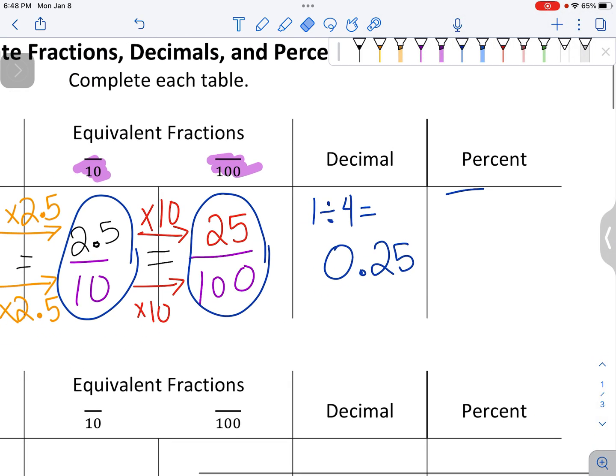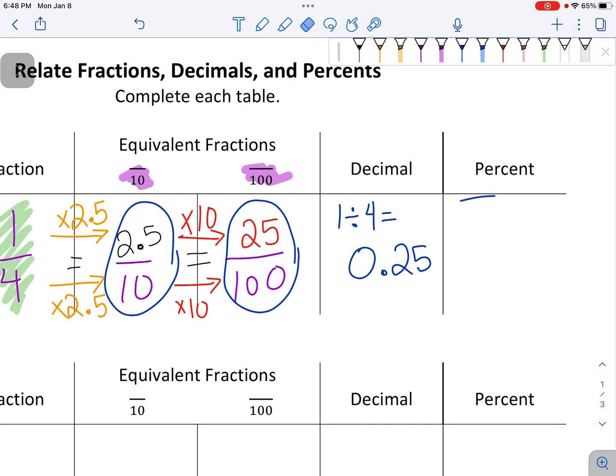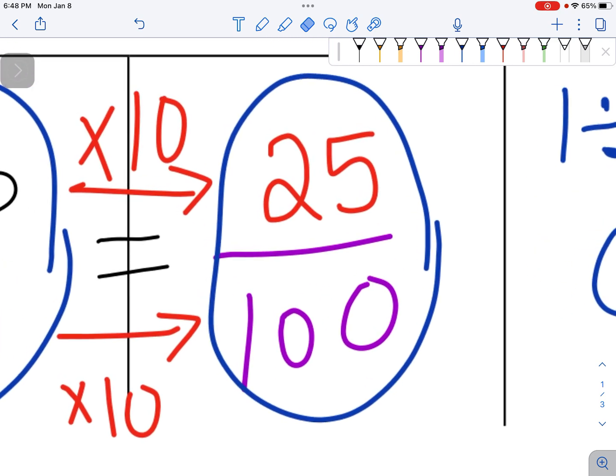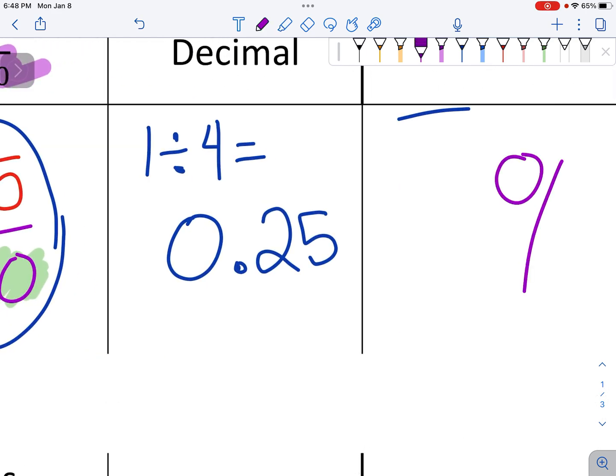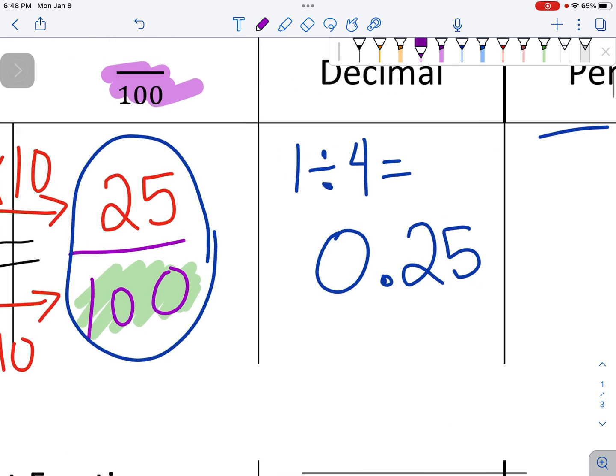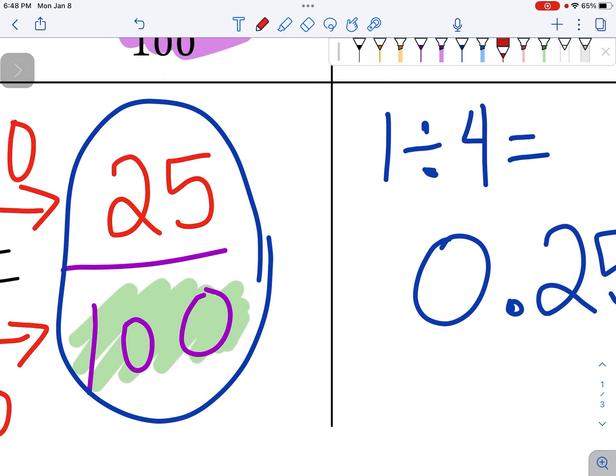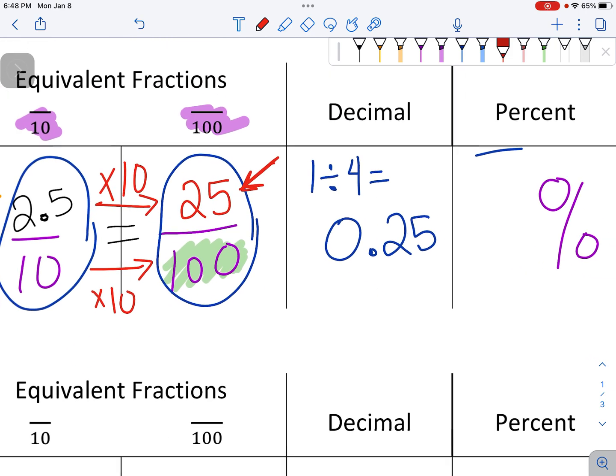All right, the last one, the percent. To find the percent, I'm going back to the fraction where 100 is the denominator. Here it is. 100 is the denominator. So we'll rewrite that as the percent sign. And the numerator was 25. That means that it is 25%.